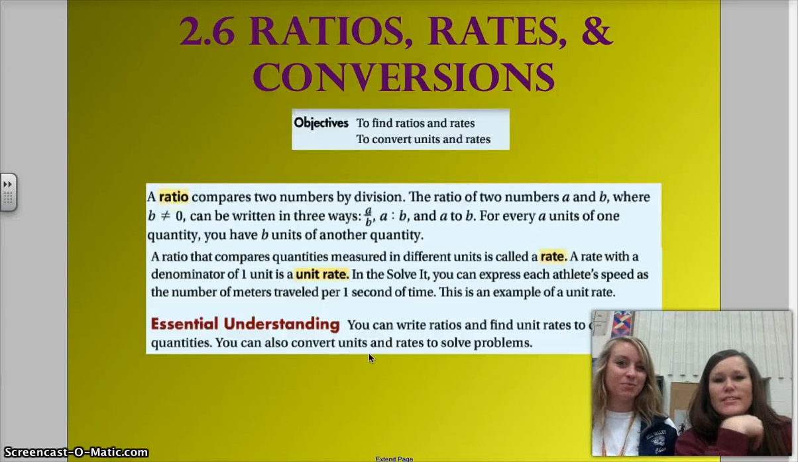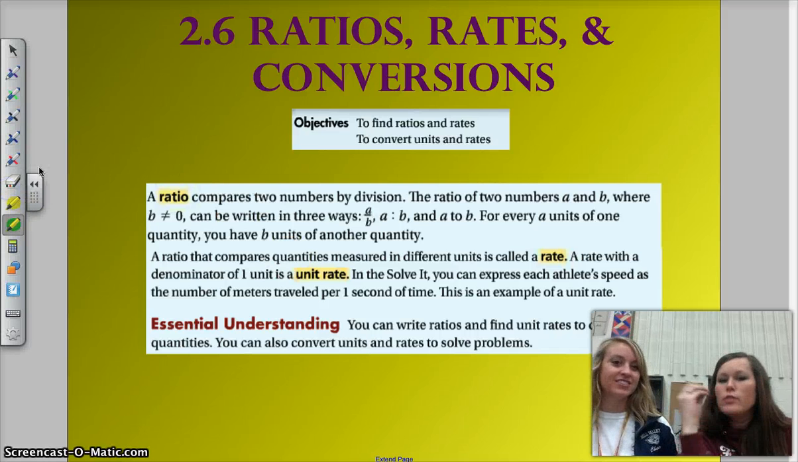Hello. 2.6 Ratios, Rates, and Conversions. Okay, so today we're going to talk about converting units and rates.